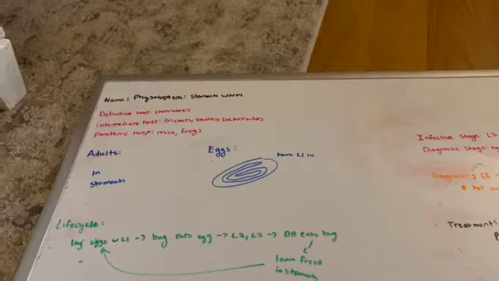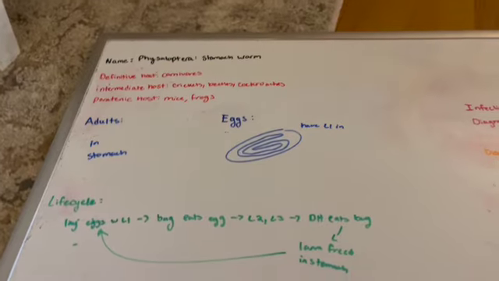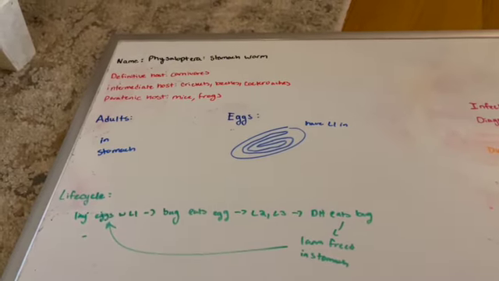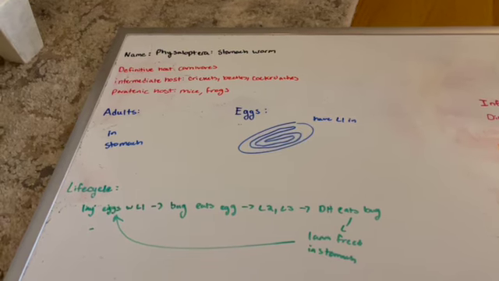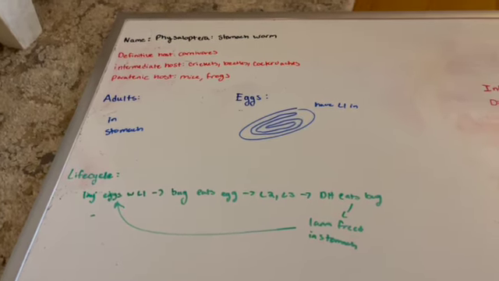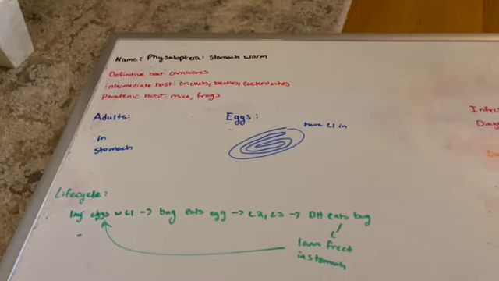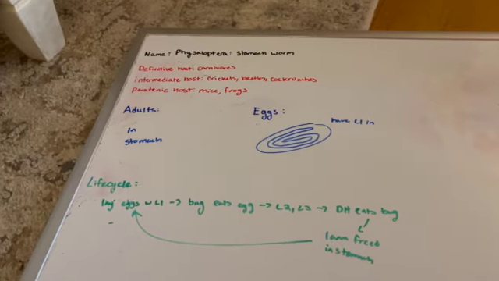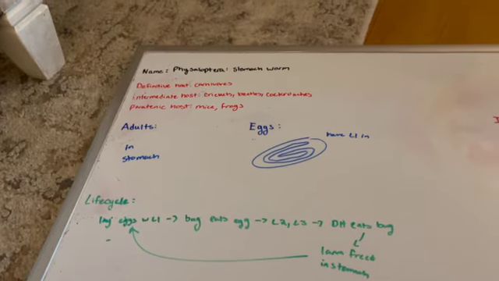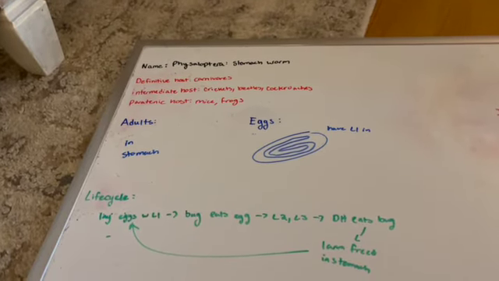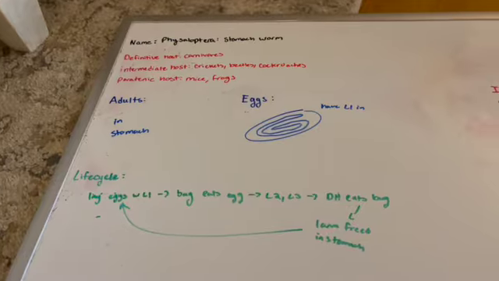So this is Physaloptera, which is the stomach worm. Its definitive host is going to be carnivores, and this one has an indirect life cycle, so it has an intermediate host of your bugs, so your crickets, beetles, and cockroaches. Your paratenic hosts are going to be mice and frogs, and really anything that eats those insects.